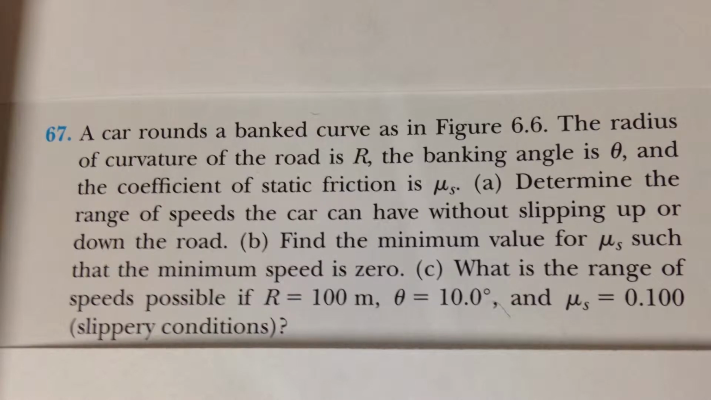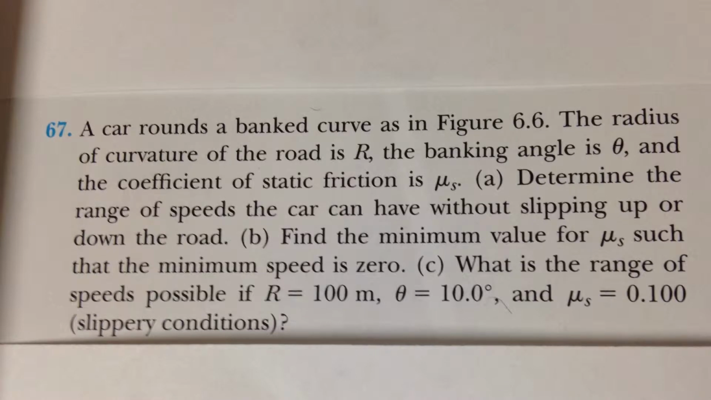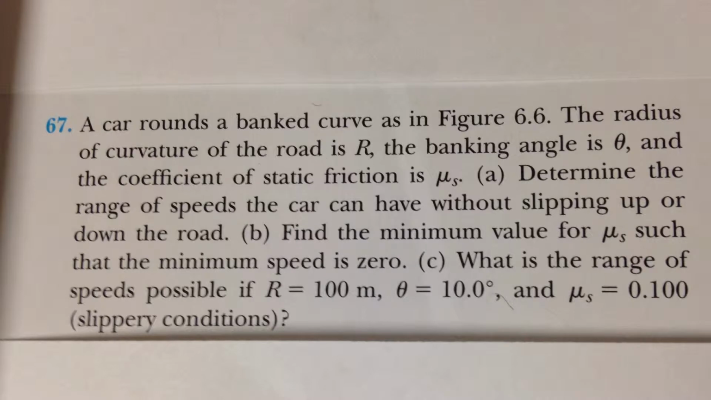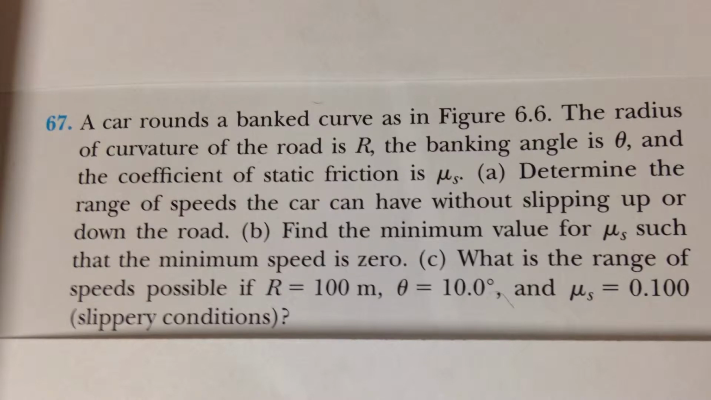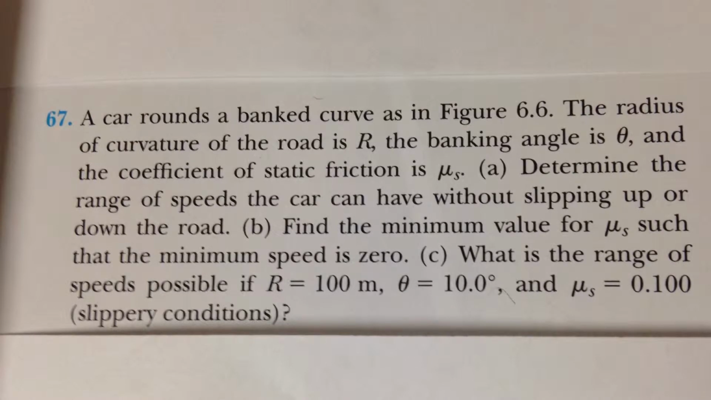This is Chapter 6, problem number 67. A car rounds a banked curve as in figure 6.6. The radius of curvature of the road is r. The banking angle is theta. And the coefficient of static friction is mu s.